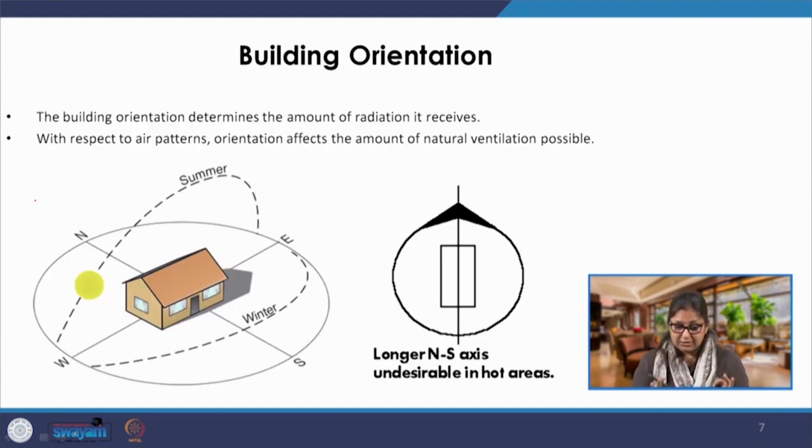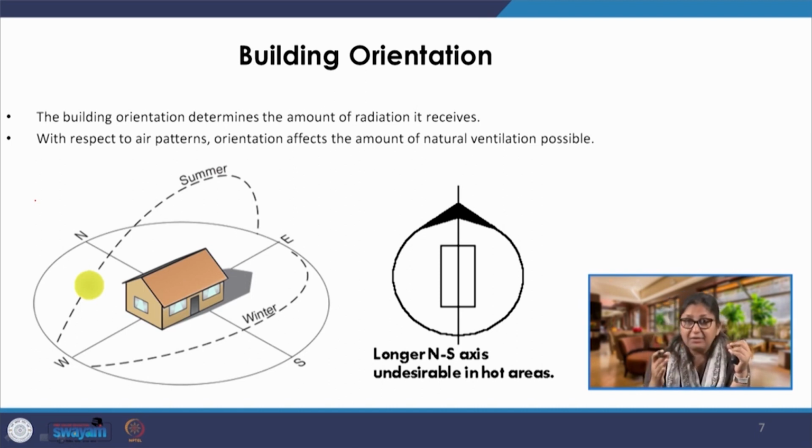Once we have decided that, we are talking about building orientation. So, we clearly understand that if we are talking about the warmer areas in the northern hemisphere, if we have a longer axis which is facing east and west, there we are actually looking at more heat ingress, more heat gain, because the angle of the sun, the altitude of the sun, is lower in the mornings and evenings.